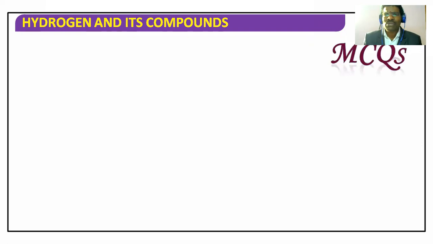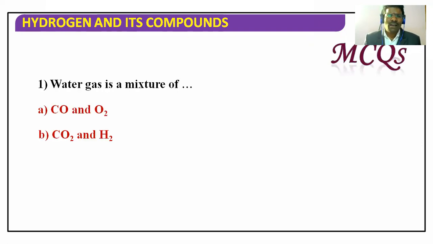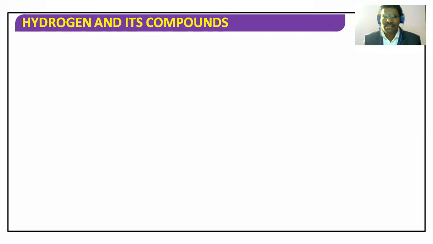Based on that, one question here: water gas is a mixture of which gases? Carbon monoxide and oxygen, carbon dioxide and hydrogen, sulfur dioxide and hydrogen, or CO and H2. Which is the correct answer here, dear students? The mixture of carbon monoxide and hydrogen is known as water gas. It is also known as syn gas. Why do we call it syn gas? It is used to prepare a number of hydrocarbons and alcohols, dear students.